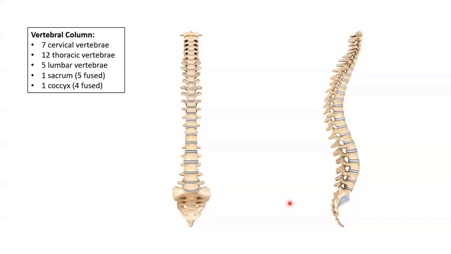Now, our vertebrae are grouped into regions based on their location and their structural characteristics. We have 7 cervical vertebrae, which are found in the neck region, 12 thoracic vertebrae, which are found posterior to the ribs, 5 lumbar vertebrae, which support our lower back, 1 sacrum consisting of 5 fused sacral vertebrae, and 1 coccyx consisting of 4 fused coccygeal vertebrae, although there is variation between individuals.